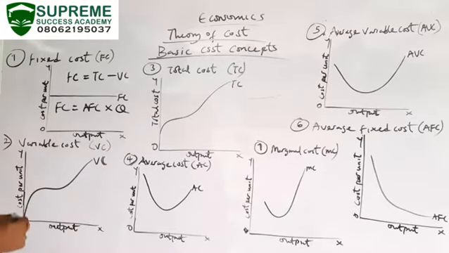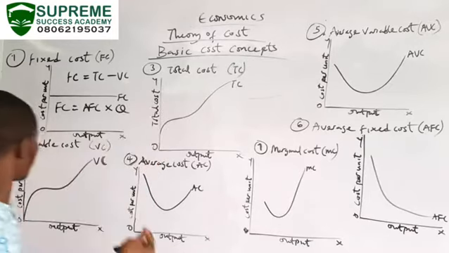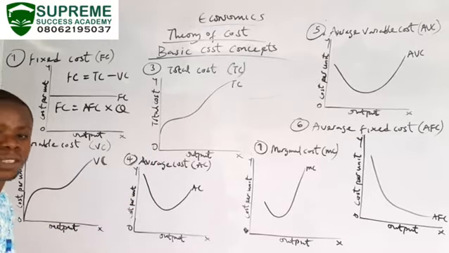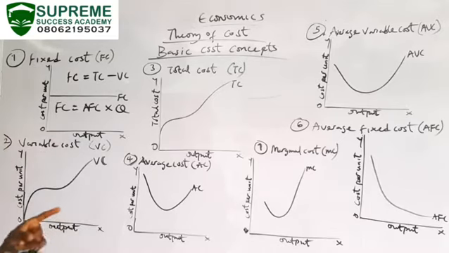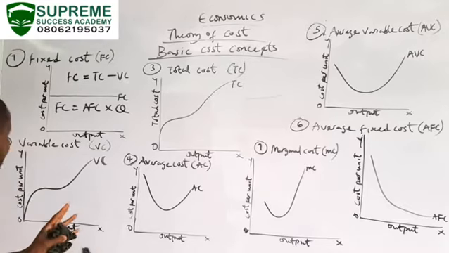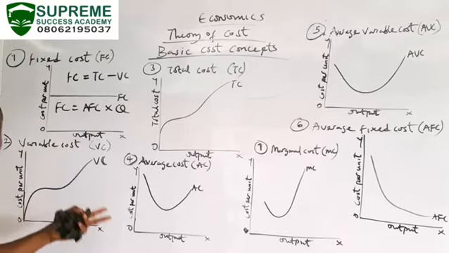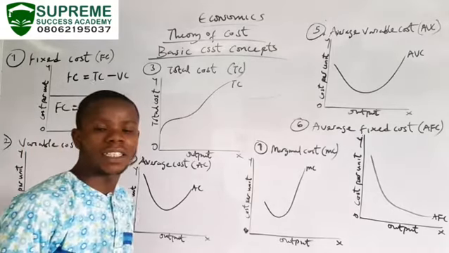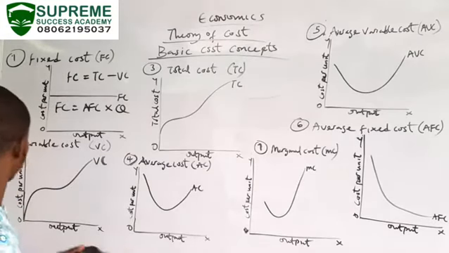The second one, which is variable cost. Variable cost is the cost that will always vary with the level of output. If the level of output increases, the variable cost will also increase. And if the output decreases, the variable cost will also decrease. Examples of variable cost are cost of raw materials, cost of labor, cost of fuel, etc.